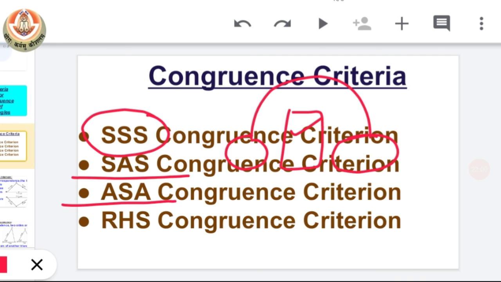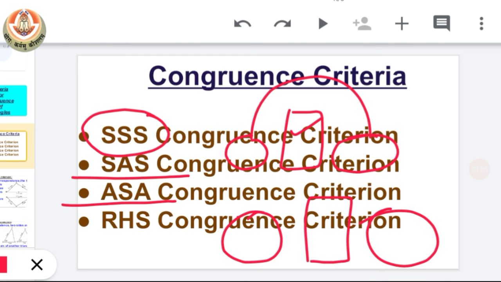Similarly, in ASA, two angles should be of the same measure and one side should be of the same length, and the condition is that the side should be in between the given angles. RHS means R for right angle, both triangles should have a right angle. H means their hypotenuse should be of the same length and any one side should be of the same length.